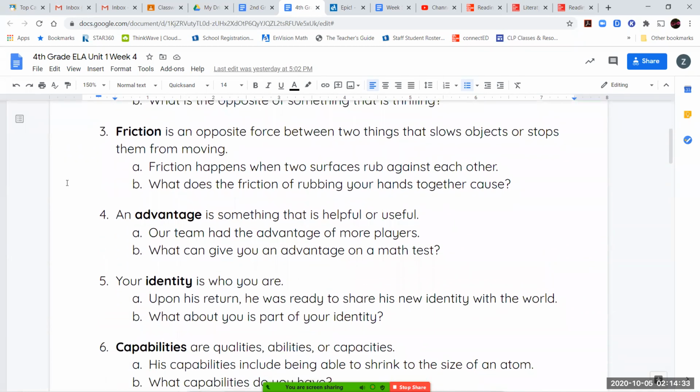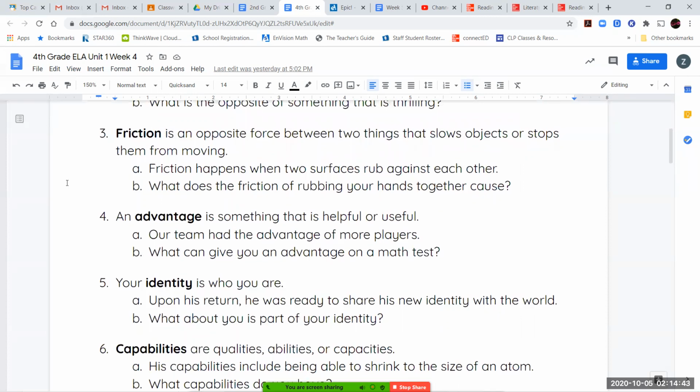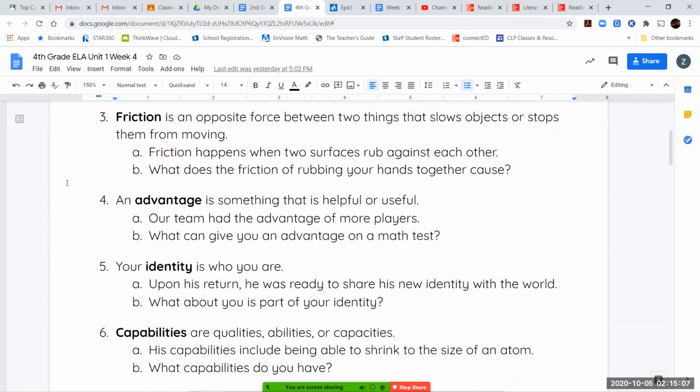Now, your next word is the word advantage. When you have an advantage, you have something that's helping you or that's useful to you in completing a task. So we can say one advantage that the basketball player had was that he was taller than the other players, right? Being taller in basketball is an advantage because it means you're closer to the basketball hoop. Another advantage you can say is the student had an advantage in the class because when the teacher gave a surprise quiz, the student had taken really good notes the day before.